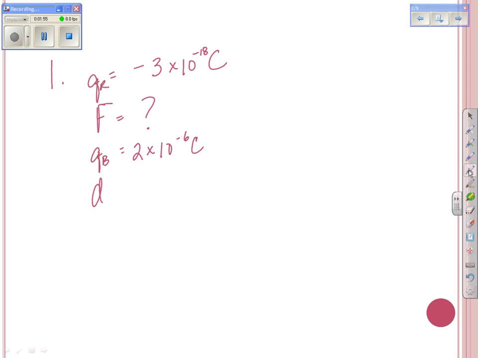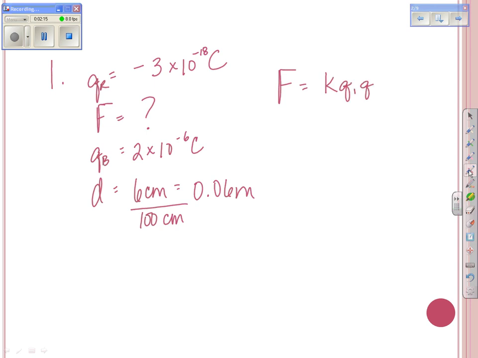Now, we were told the distance they're apart is 6 centimeters. We're not allowed to use centimeters, so we have to convert. We have to divide by 100 centimeters, so that's going to be 0.06 meters. Now, our formula is F equals KQ1 Q2 divided by D squared. If that's the case, then this over here would be my Q1. This could be my Q2. Now I also have a K constant. This number is always the same, and it is 9 times 10 to the ninth power.